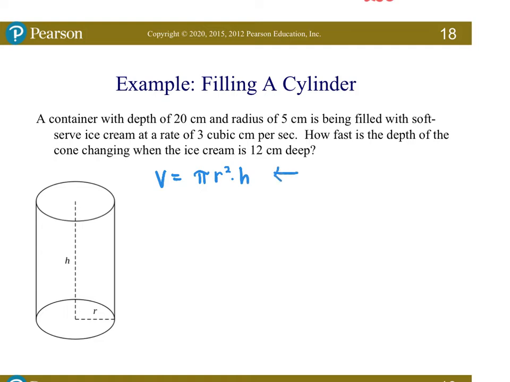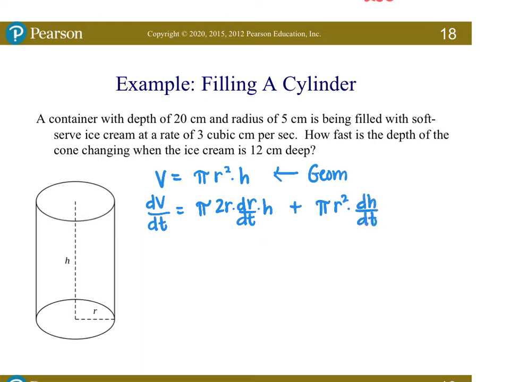So there's our geometry. Our calculus will be the derivative, and we saw this yesterday. The derivative dV/dt: pi is a constant, and then when you take your derivatives, it's one at a time. Take the derivative of r squared, that's 2r, times the differential dr/dt, and then h stays alone. And then plus, for the product rule, pi times r squared being alone, and the derivative of h, dh/dt.